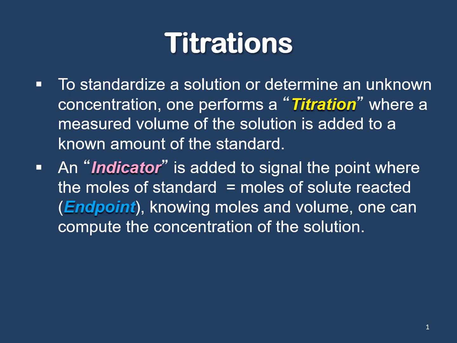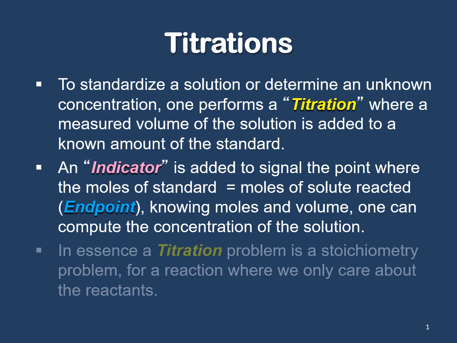And we can do some stoichiometry problems to figure out the concentration, the mass, or the molar mass of the substance that we were titrating. Pretty much, like I was just saying, a titration problem is just a stoichiometry problem, except it's a reaction where we only really care about the reactants. We really don't need to know about the products other than to balance the chemical equation that we're working with.